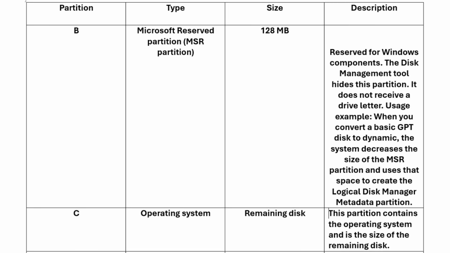Microsoft Reserved partition (MSR partition), 128 megabytes (MB). Reserved for Windows components, the Disk Management tool hides this partition. It does not receive a drive letter. Usage example: when you convert a basic GPT disk to dynamic, the system decreases the size of the MSR partition and uses that space to create the Logical Disk Manager metadata partition.